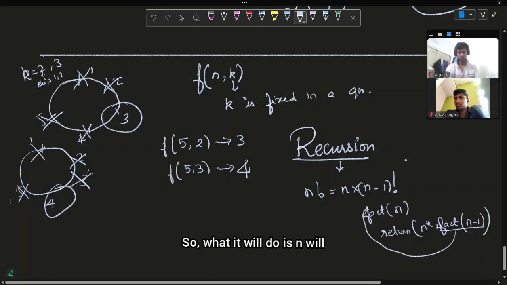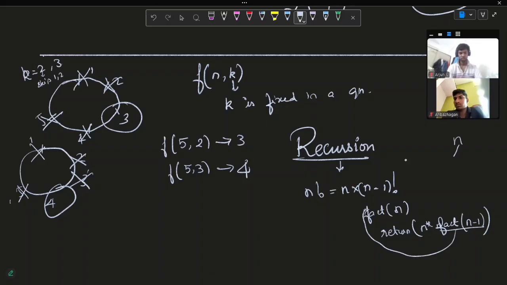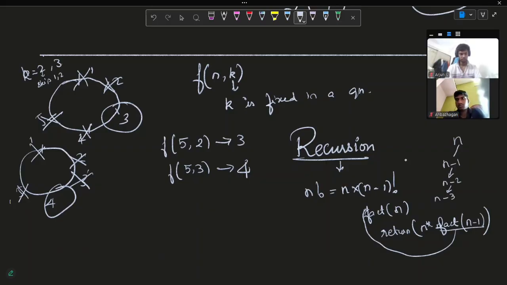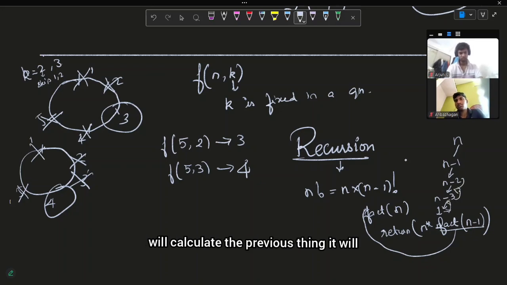So n will call n minus 1, and then n minus 1 will call n minus 2, and n minus 2 will call n minus 3. It will go on until 1 is reached. One value it knows, so it will calculate the previous thing, and the previous thing, and the previous thing, and we will get n factorial. So this is how it goes, okay?